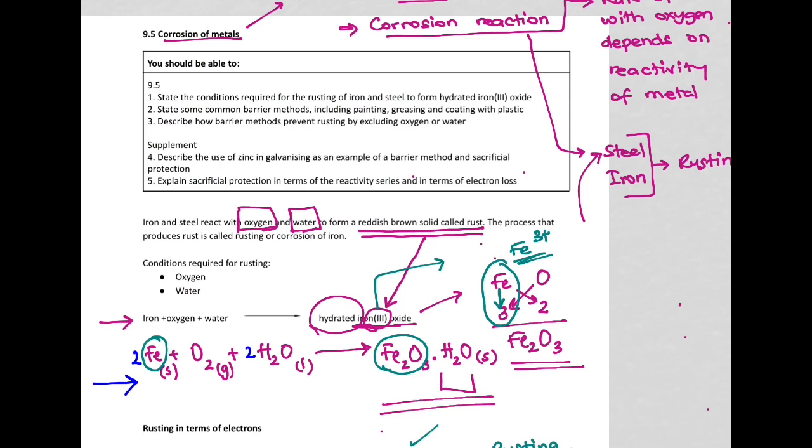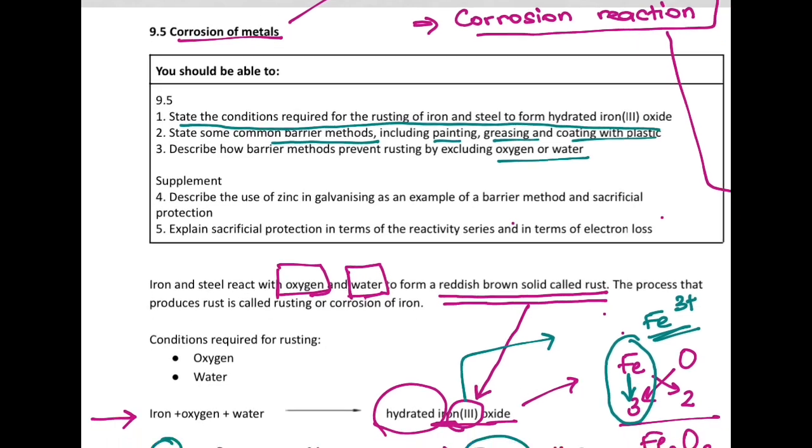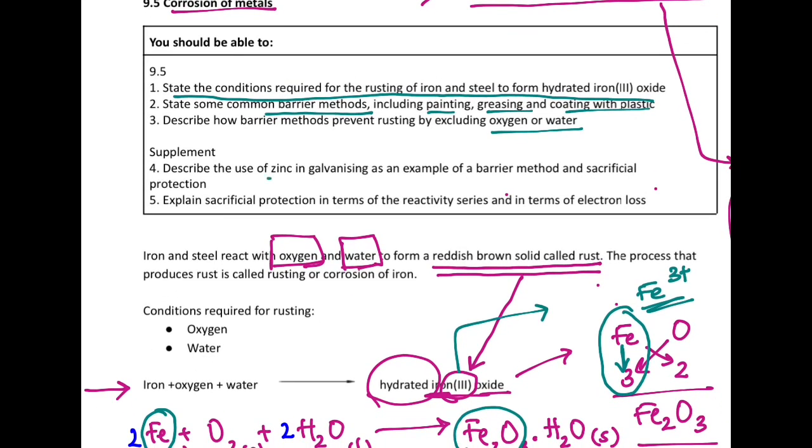So with this, we finished 9.5. State the conditions required for rusting to take place. State common barrier methods: painting, greasing, coating with plastic. Describe how barrier methods work by preventing oxygen and water. Describe the use of zinc in galvanizing, both as a barrier method and sacrificial protection. Explain sacrificial protection in terms of reactivity series and electron loss.